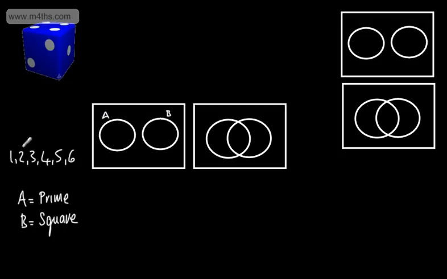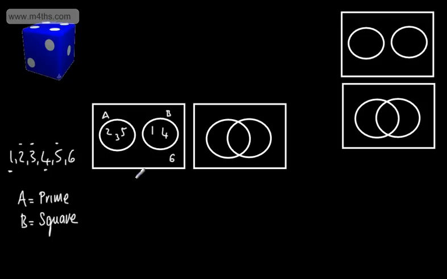So the prime numbers. Well, this is a prime number, this is a prime number, and this is a prime number. So what we can do is put these in. The prime numbers are going to be 2, 3, and 5. If we look at the square numbers, we've got 1 and we've got 4. So 1 and 4 are going to go in this one. And then finally on the outside, which we call the universal space, is 6. 6 is neither a prime number or a square number.